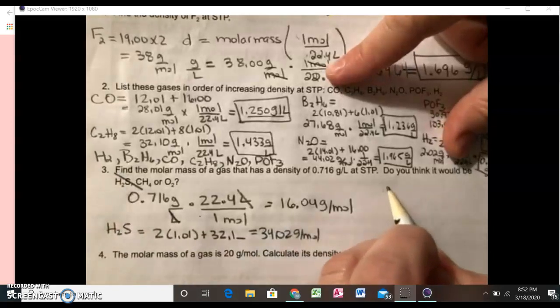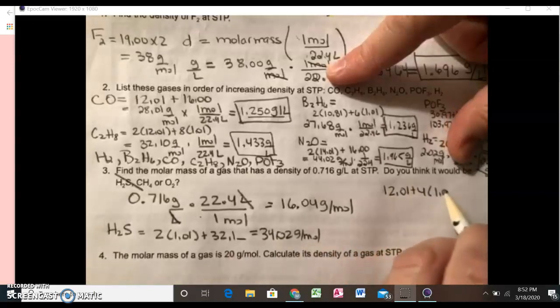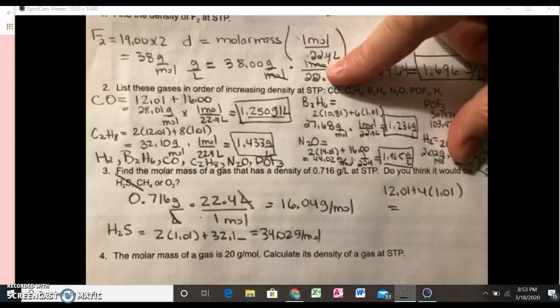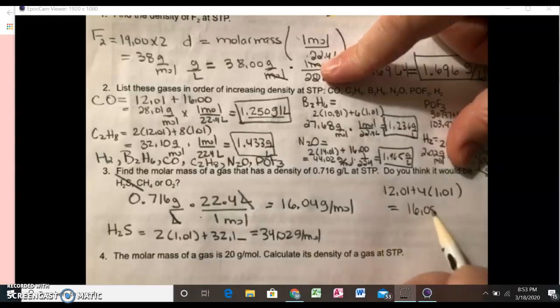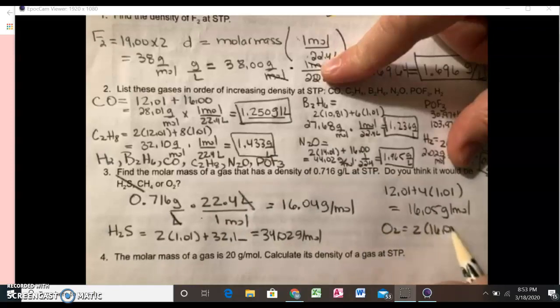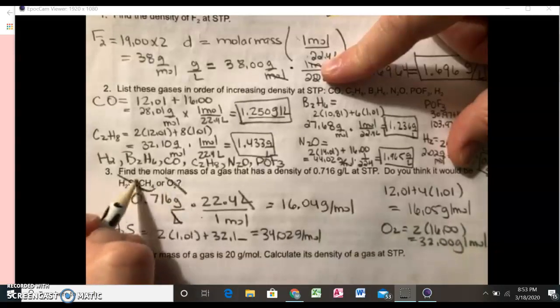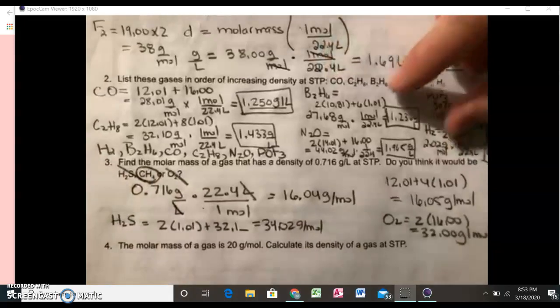Methane, so 12.01 plus 4 times 1.01. This is looking a little more possible. So 12.01 plus 4 times 1.01 is 16.05. Wow, would you look at that? That is really looking like what it might be. But just to double check, well, what's oxygen? 2 times 16.00. Well, that is a molar mass of 32 grams per mole. So it can't be that one. So it must be methane gas.